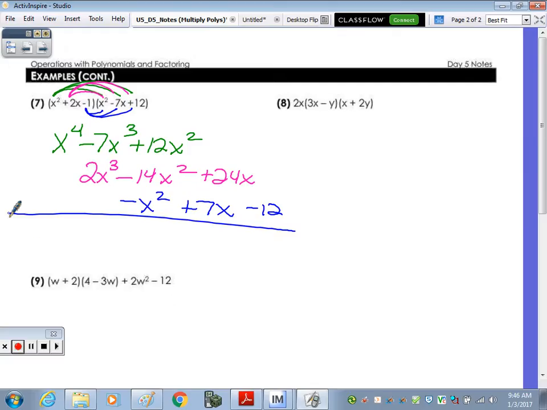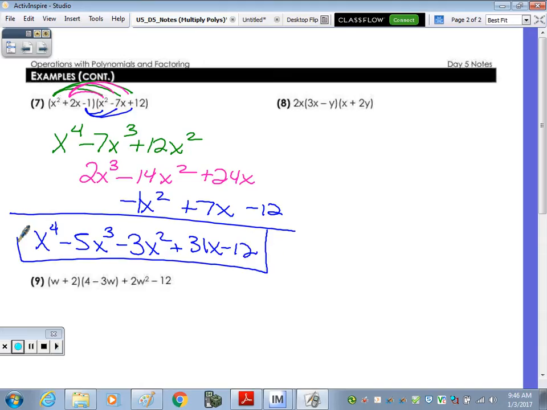So combining straight down, there's no other x to the 4th. Negative 7 plus 2 is a negative 5, keeping the x cubed the same. And then what is 12 minus 14 minus 1? Negative 3. Just combining the numbers out front, keeping the x squared the same. And then 24 plus 7 is positive 31. Good. Minus 12.